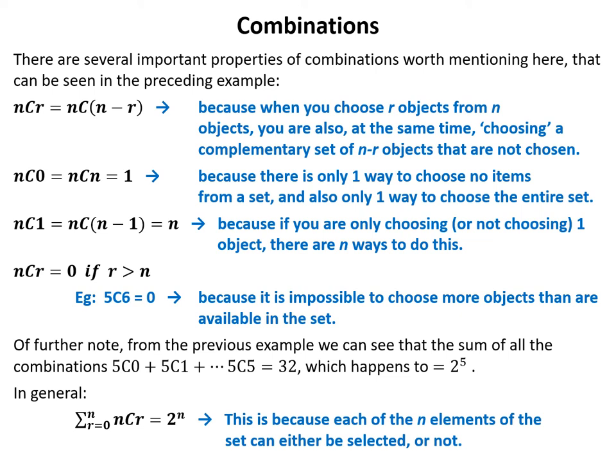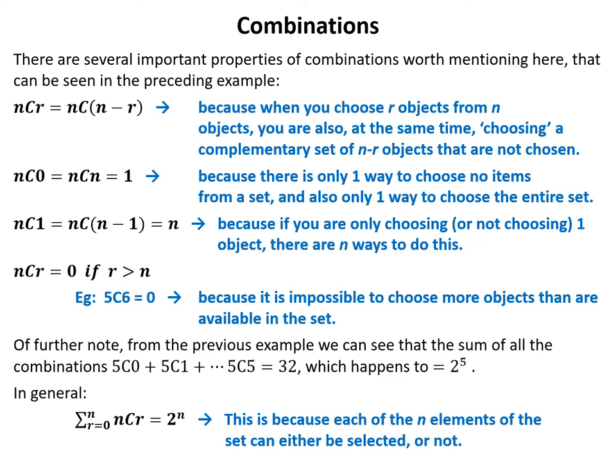Similarly, another important rule here, and it's just a special case of the last rule we talked about, is that n choose zero always equals n choose n, and they both equal one. That's simply because there's only one way to choose no items from a set. You just don't choose anything. And there's also only one way to choose everything. You just choose the whole set.